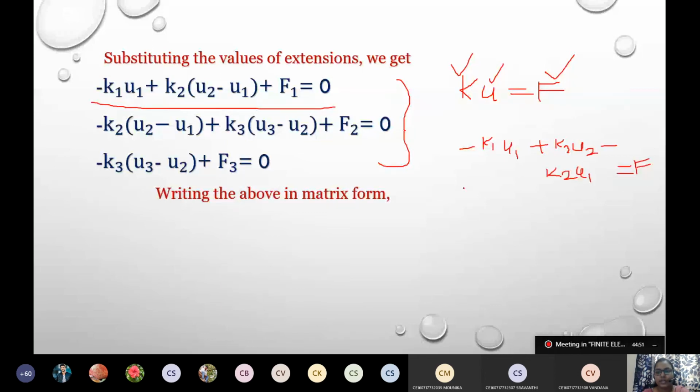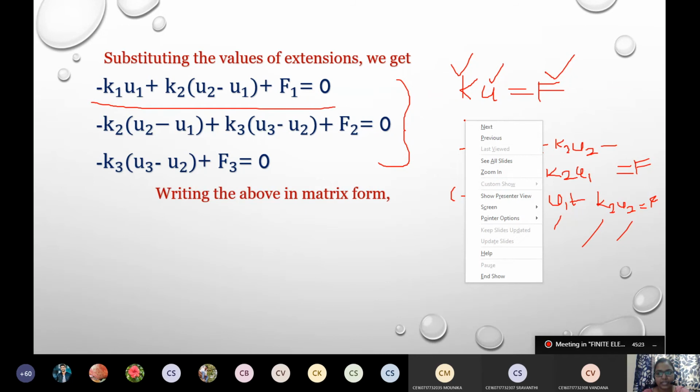Alright, so now here I'll take the terms U1 common. Then what I can get? Minus K1 minus K2 times U1 plus K2 U2 is equal to F. That's the equation. So I have taken all the K terms separately, U terms separately, considering all the common terms.